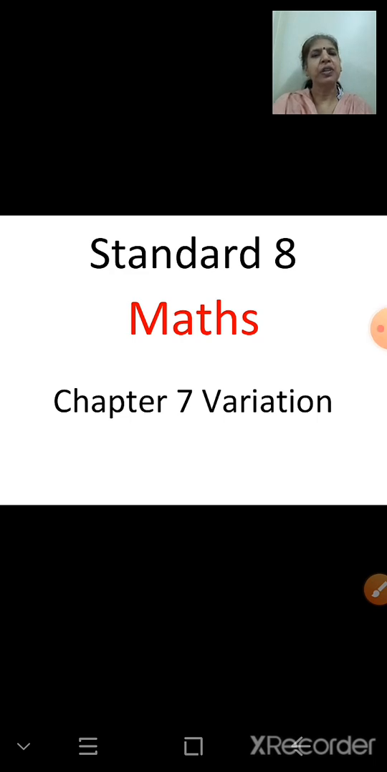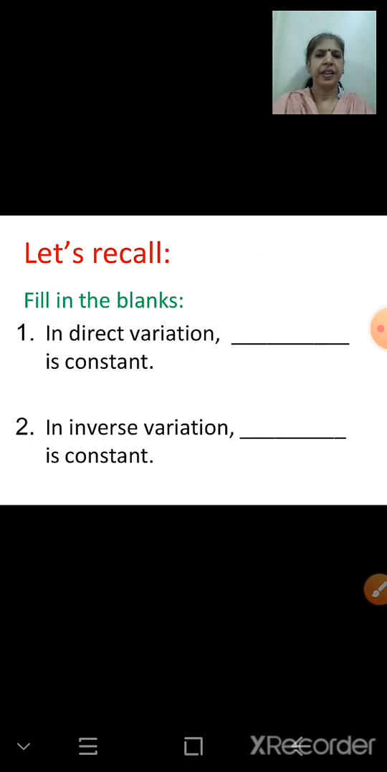Let's continue with our chapter 7, variation. Now let's recall what we have studied in the previous session. Fill in the blanks. So you all are ready with your books and pen. You have to write only answers.